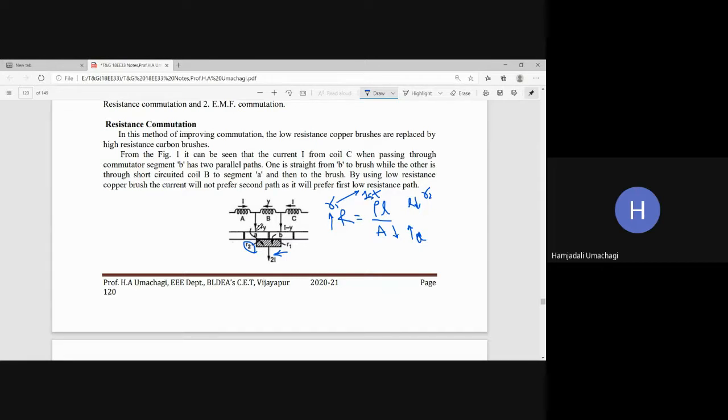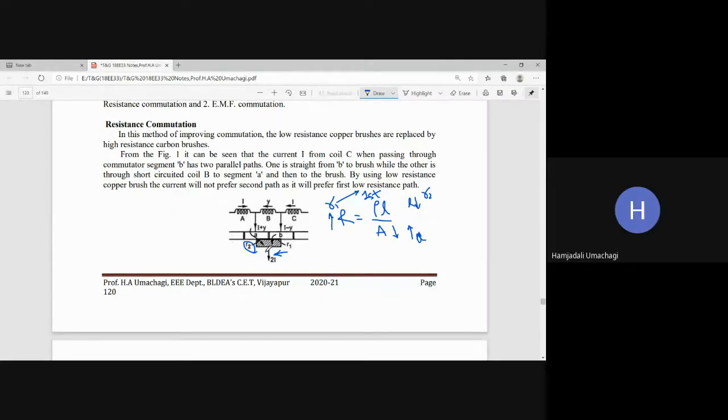So now you can see that instead of the current traveling through the first path R1, it will now follow the second path R2. So by allowing the current to follow the path through coil B, then to segment A, by this time the arc is completely quenched here. Spark is completely disappeared. Is it clear, all of you? Yes, sir.